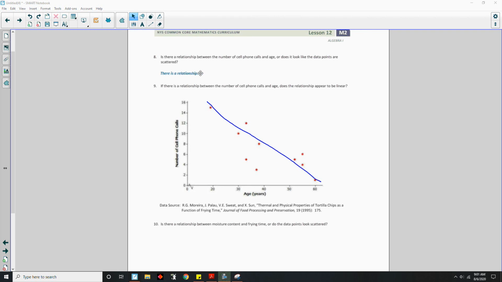So there is a relationship. Number 9 says, if there is a relationship between the number of cell phone calls and age, does the relationship appear to be linear? So the pattern is linear, like I've stated before. As the age in years increases, as we get older, 20 years, 30 years old, 40 years old, 50 years old, 60 years old, as age increases, the number of cell phone calls decrease. So a 20-year-old makes a lot more phone calls than a 60-year-old is what they're basically saying here.